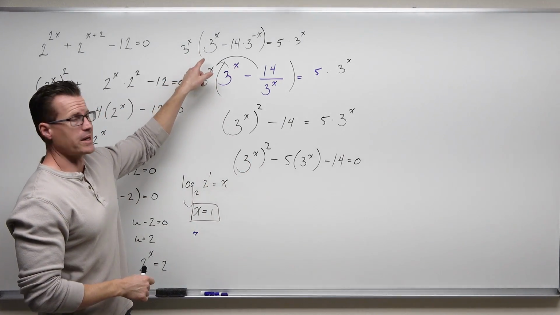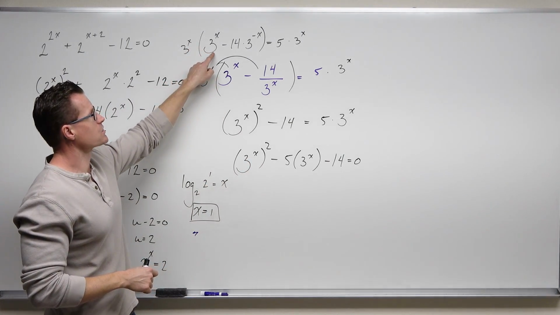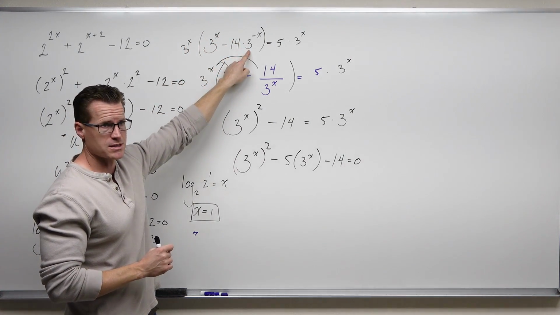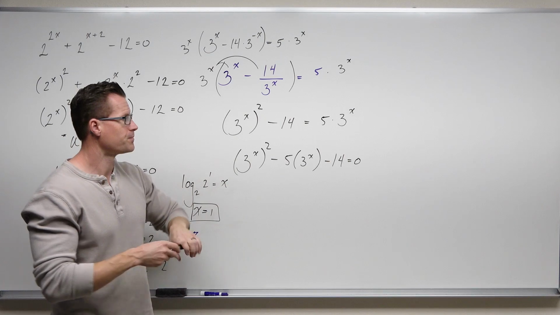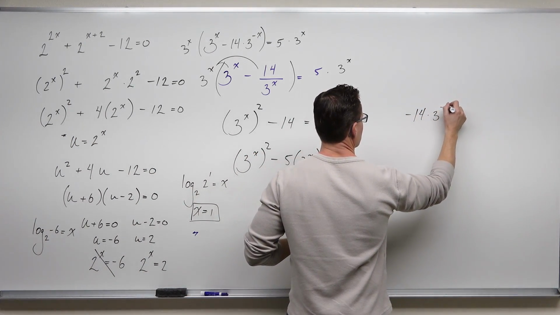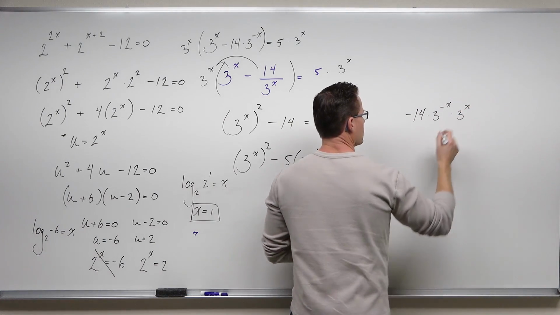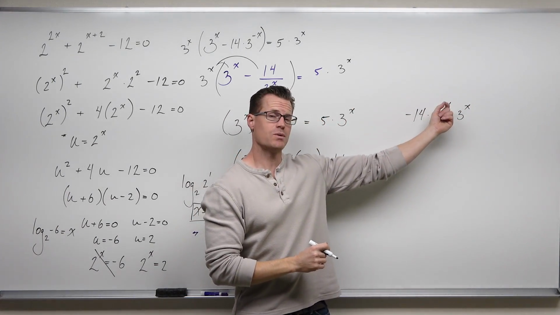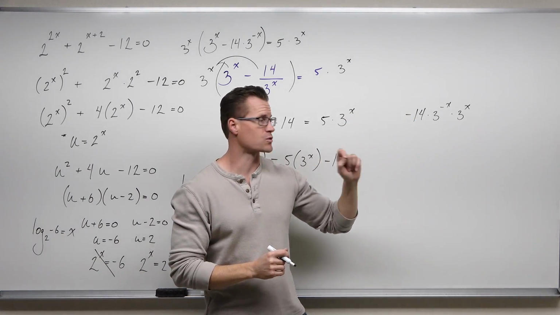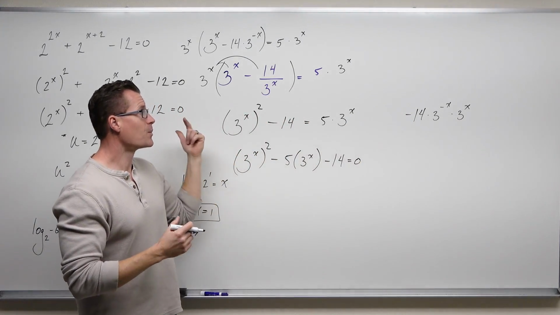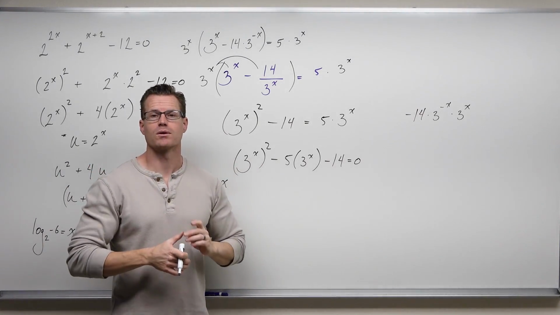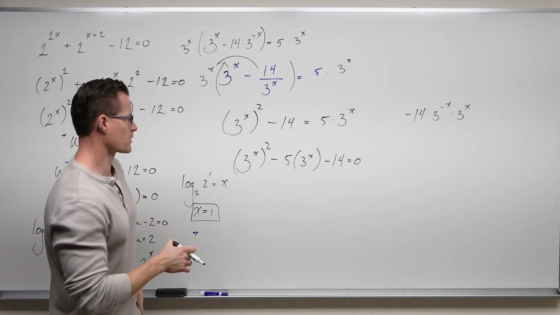Please notice that doing it right here is the same thing. You get 3 to the x squared. You get minus 14 times 3 to the negative x times 3 to the positive x. I'll show it. Multiplying common bases, you add your exponents. Negative x plus positive x is 0. 3 to the 0 is 1. You just get negative 14 either way. Personally, I think that's a little easier to see, but they do work the same. Whichever one you feel confident with, it's going to work perfectly for you.